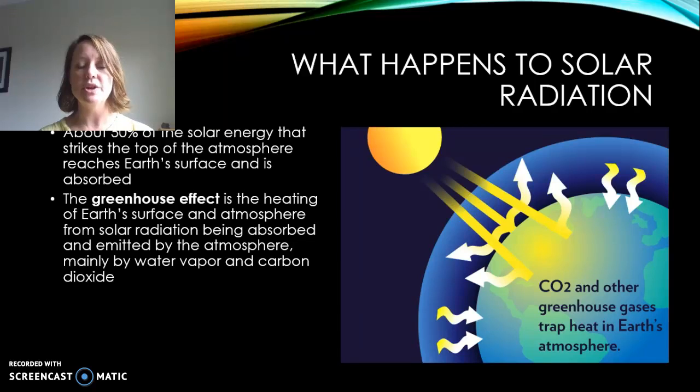All right, as far as absorption goes, we mentioned that about 50% of the solar energy that strikes our atmosphere actually reaches Earth's surface and is absorbed. Of the heat that is absorbed, some of it is re-radiated back into the atmosphere, and that warmth that is being re-radiated can be trapped by water vapor and carbon dioxide, which are two of our main greenhouse gases. And that's what keeps our Earth warm enough for us to survive. If that heat were simply reflected or emitted back into space, our Earth's surface would be much too cold for life to exist the way it is now.